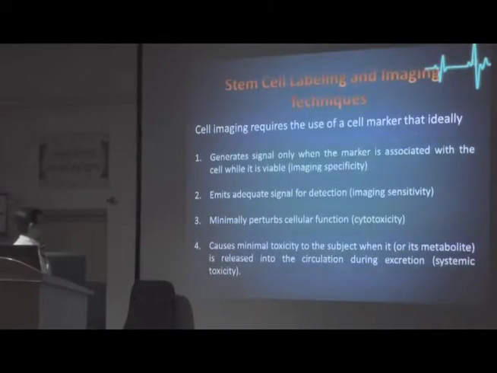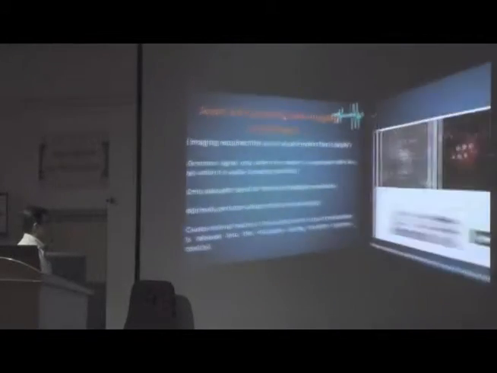Cell imaging requires the use of cell markers that ideally generate signal only when the marker is associated with viable cells, emit adequate signal for detection, minimally perturb cellular function, and cause minimal toxicity to the subject when released into the circulation or excreted.